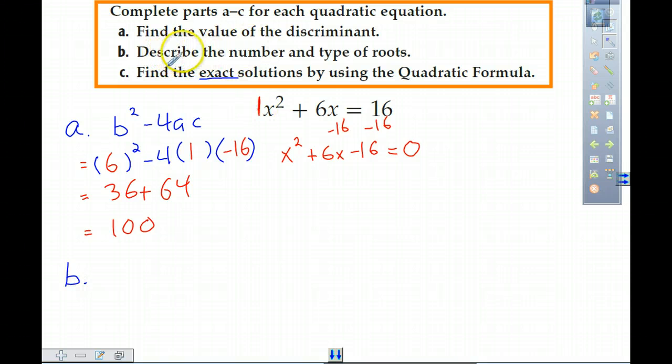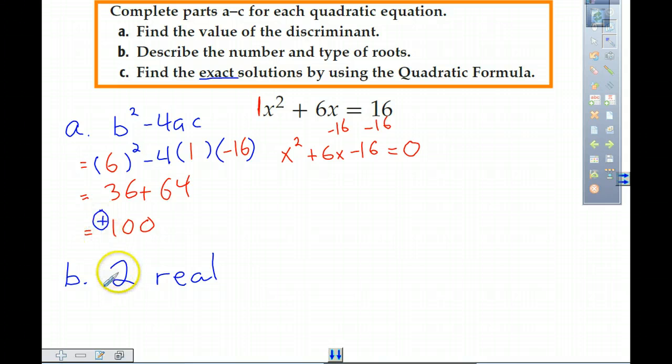How many solutions? What kind? 2 real. Nope. Third real. How do you know this again? What's giving this away? What about 100 lets you know it's 2? No? It's positive. Yeah, it's the fact that it's positive.